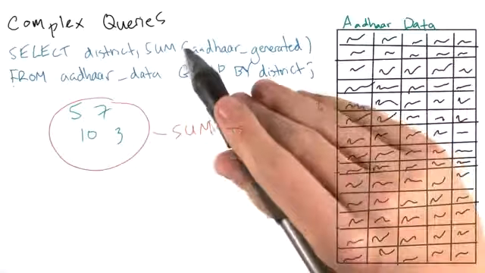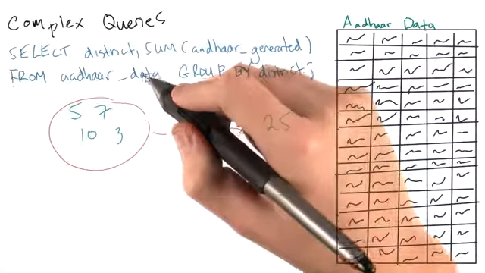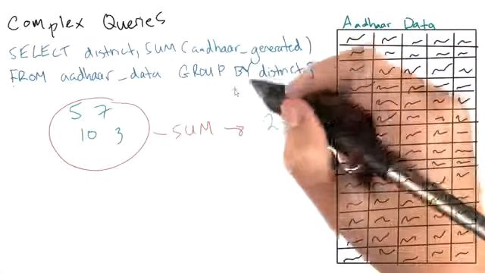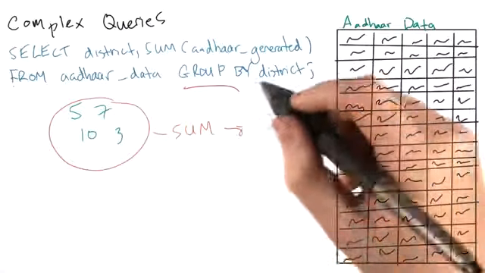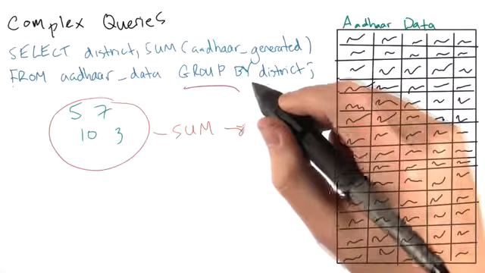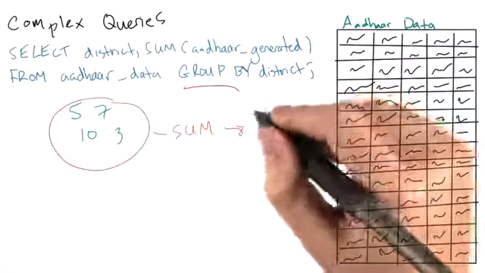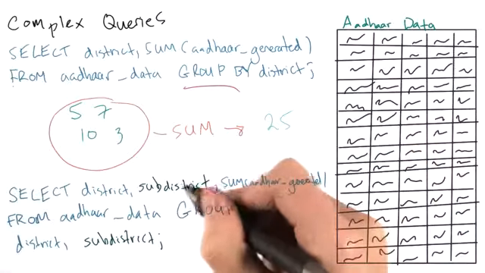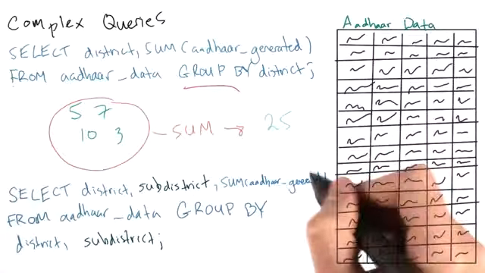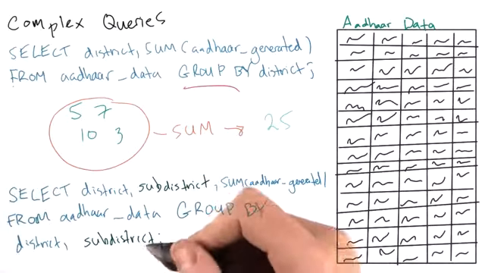Now, in order for our results to make sense, we're only going to want one row in our output for each district. So we throw in this group by clause on the end, which essentially says, let's only have one row per district in our results. There can be numerous clauses in a group by. So we could also say this. Select district, subdistrict, sum Aadhaar generated from Aadhaar data, group by district, subdistrict.